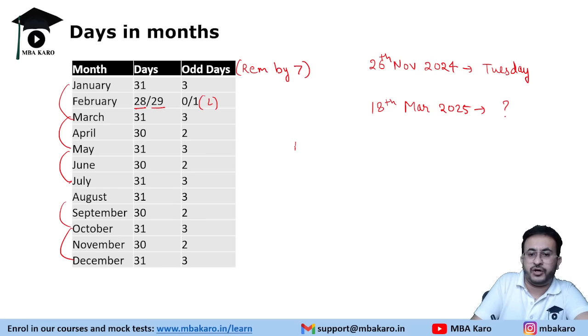Now in November, how many days are left? 26 is already done. There are 30 days. So 30 minus 26, 4 days are left. In December, there are 31 days.